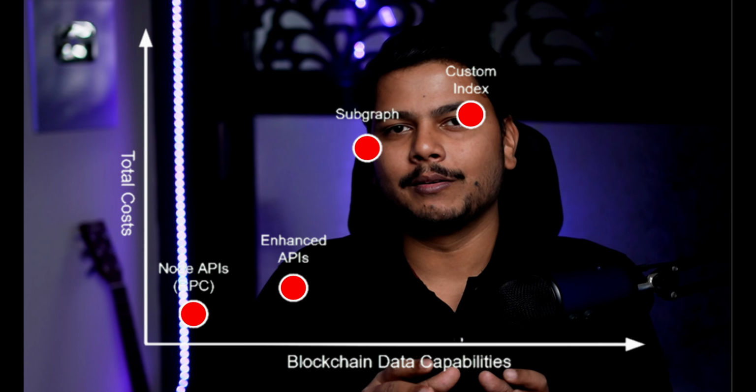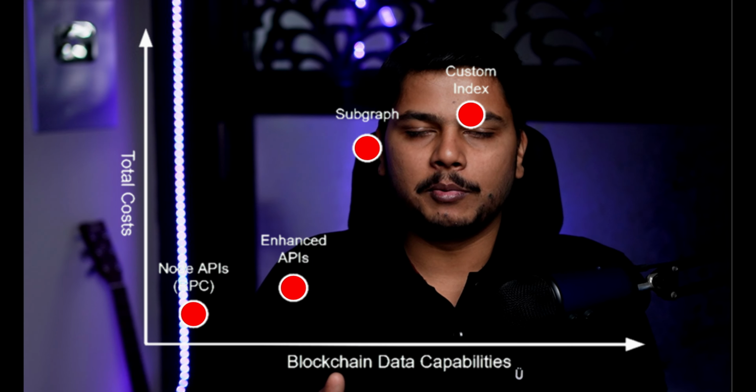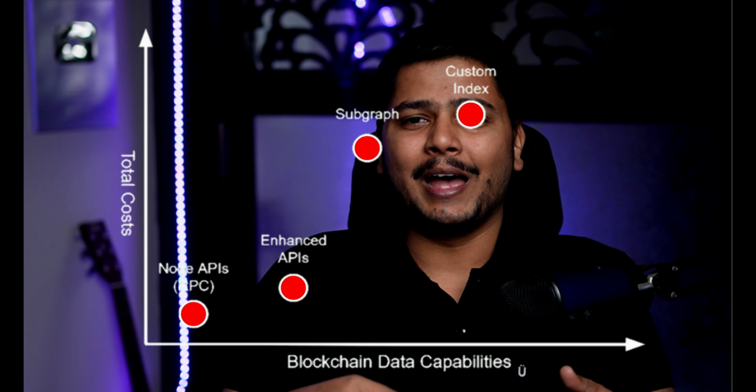Then the third option that we have is subgraph, and I have also tried subgraph. It is, I will say, a very difficult process to set up, and it has a lot of issues, right? Definitely, everything has pros and cons. So subgraph definitely provides us with good blockchain data capabilities, but it will cost us a lot, and it will require a lot of manpower to set it up and to maintain it and each and everything.